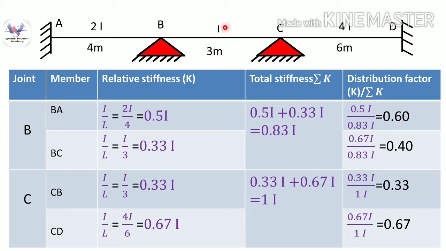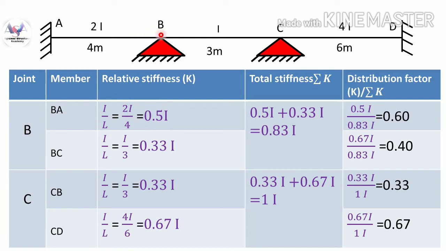So always we have to calculate the distribution factor for the inner supports, because for the outer supports we have the standard value. Now, here joint B and here joint C. So joint B, so B to A. This A end is a far end. So I by L, put here I is equal to 2I divided by 4, that becomes 0.5I.